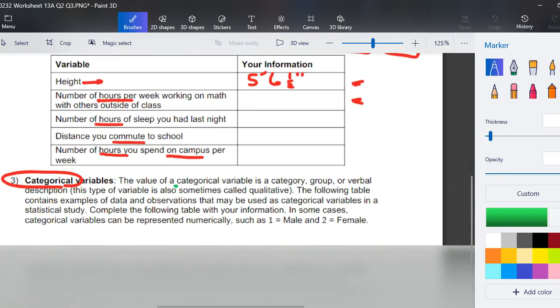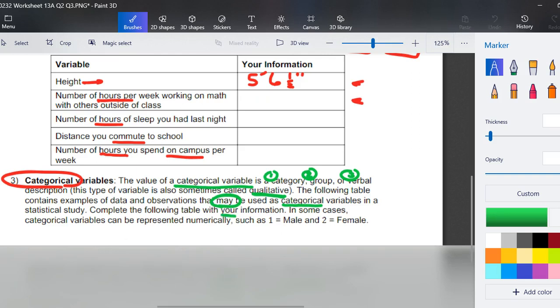Categorical, the value of a categorical variable is going to be a category, a group, or a verbal description. And sometimes this type of variable is called qualitative, whereas the other was quantitative. The following table contains examples of data and observation that may be used as categorical. Notice that both of these said may, because in statistics you do some pretty crazy stuff sometimes. And so it may be that these can be used as categorical variables in a statistical study.